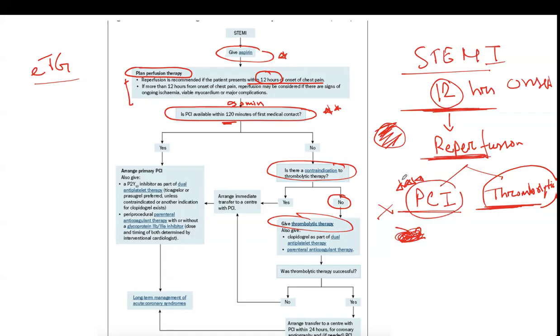Okay? PCI is 120 minutes from medical contact, which means let's say the patient came into the hospital and within 2 hours, if you are able to arrange PCI for the patient, then you go for PCI. If you're not able to, then you go for thrombolytics.